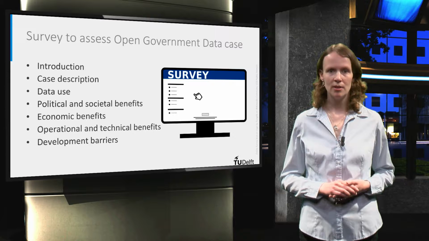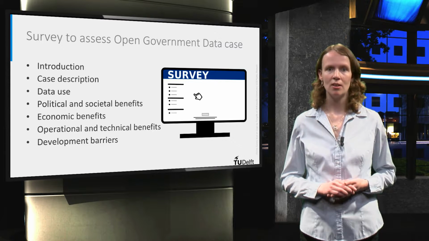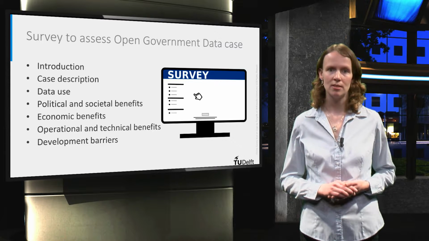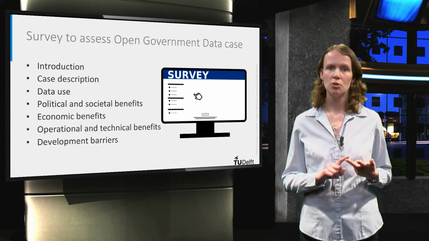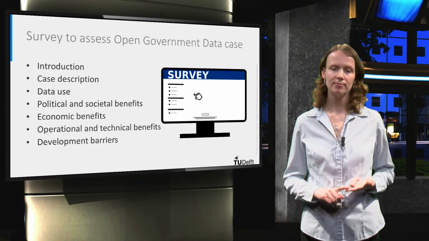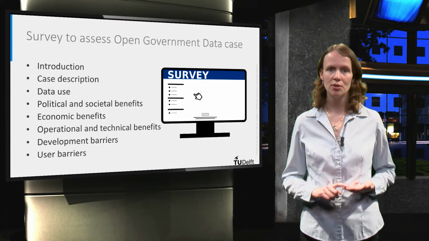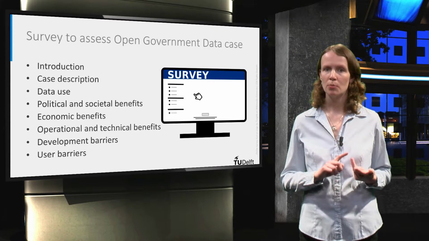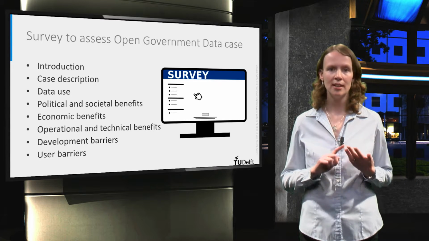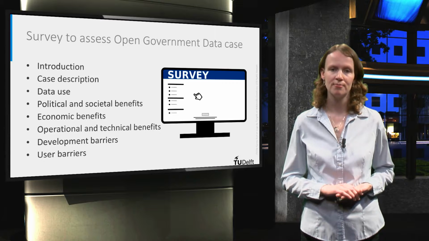Then, development barriers of the open government data case are investigated in 3 categories, namely legal, participation, and institutional development barriers. The next section concerns user barriers, which are divided in information, economic, participation, technical, and institutional user barriers.